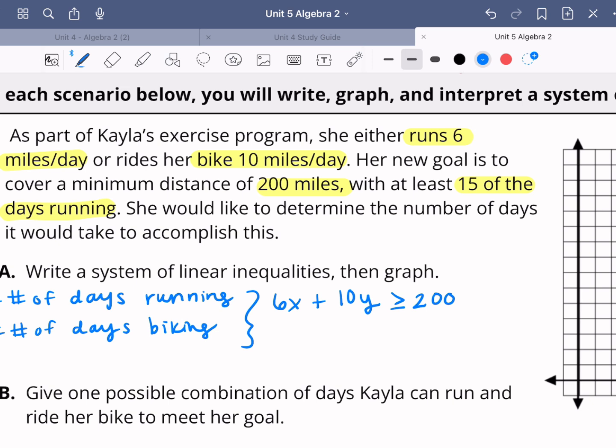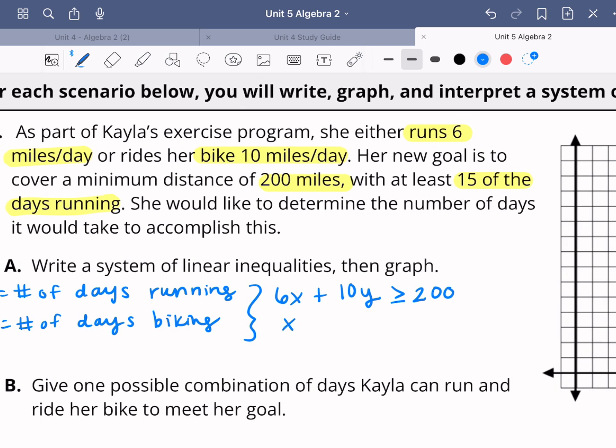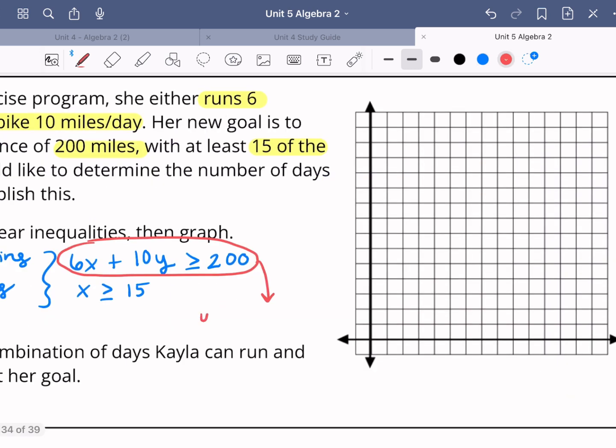For the second one, we're looking at the actual number of days that she's working out, not the miles, just the actual number of days. So if we take the days running, she wants to run at least 15 days. So we want x to be greater than or equal to 15. This will be a vertical line when we graph it. When you solve the first one for y, you get y is greater than or equal to, I end up subtracting 6x divided by 10, but I end up getting negative 3/5 x plus 20. Let's graph that one first.